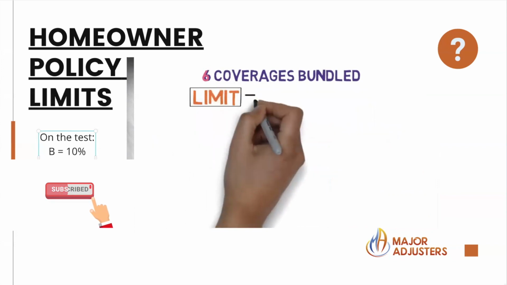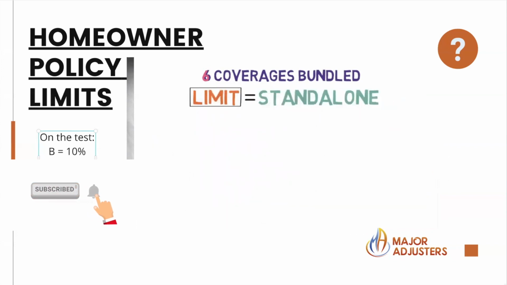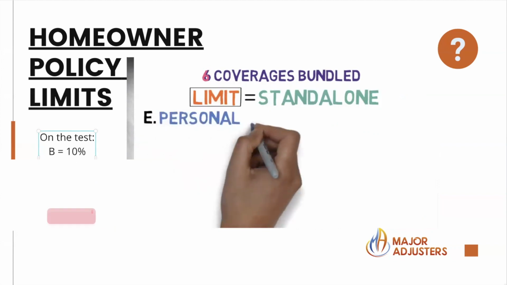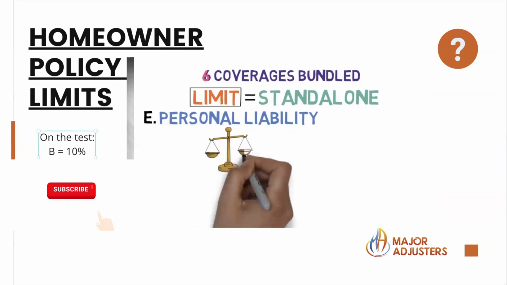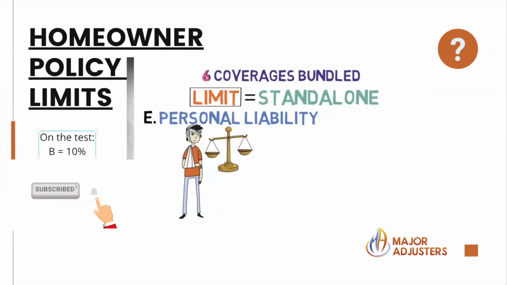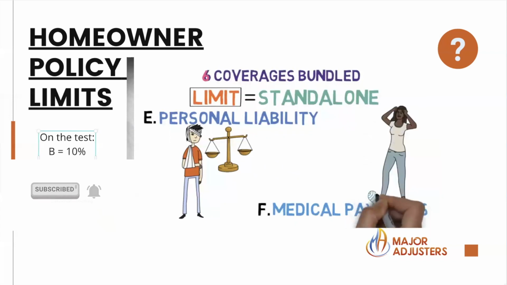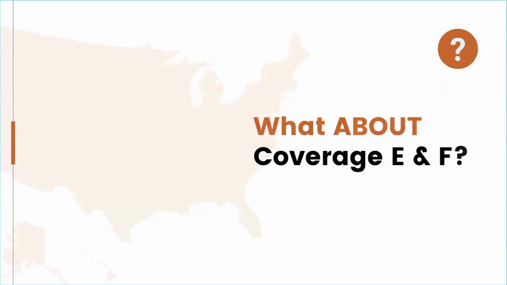Finally, the last 2 coverages operate a little differently. Their limits are standalone, independent from dwelling coverage. Again, let's go through each one. 1. Personal liability coverage, which protects you against lawsuits filed by those injured on your property. And 2. Medical payments coverage, which covers the medical expenses of those injured on your property who don't sue you. So I hope that was helpful for you.